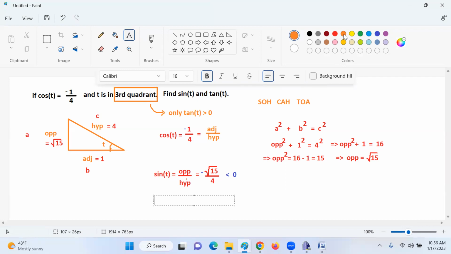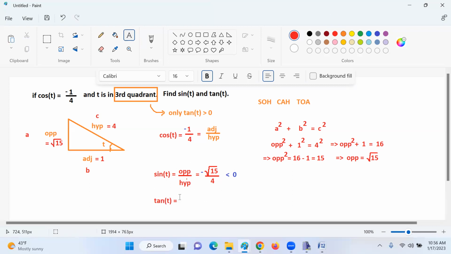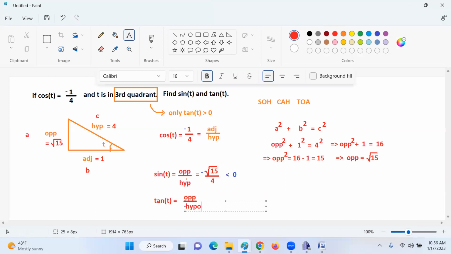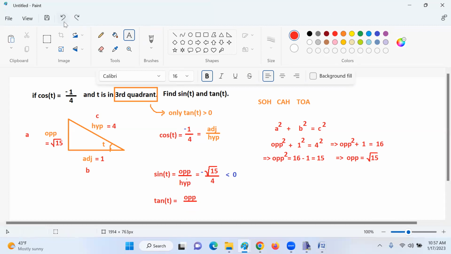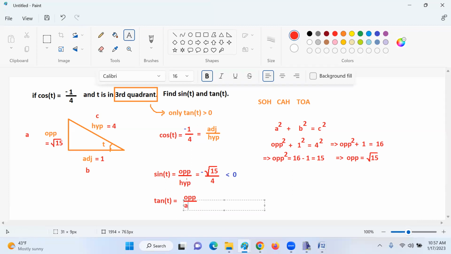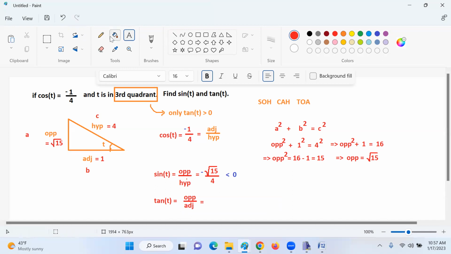And then we can also figure out the tangent of t. As Justin just said, the tangent of t will be opposite over adjacent. So that basically gives us the final answer. Remember, the tangent will be positive. This is on the third quadrant, so opposite over hypotenuse, I apologize, over adjacent for the tangent. So the opposite will be radical 15 over 1, which is radical 15.